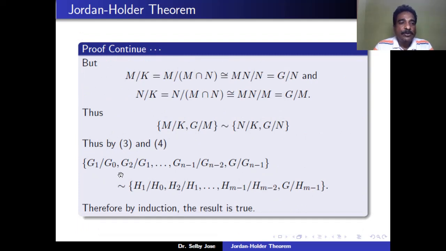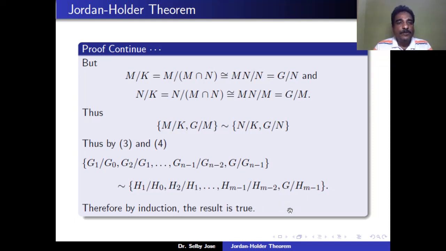So we get G1 mod G0, G2 mod G1, etc., G mod G(n minus 1), and H1 mod H0, etc., G mod H(m minus 1) are in 1-1 correspondence, and the corresponding factors are isomorphic. Therefore, by induction assumption, n is equal to m, and the corresponding factors are isomorphic, or there is a 1-1 correspondence between the factor groups of both the composition series. Therefore, the result is true.